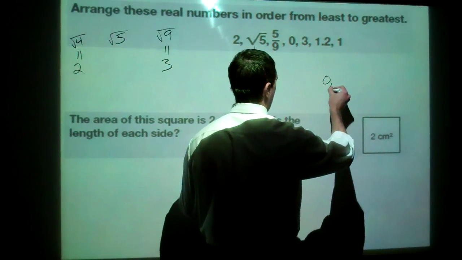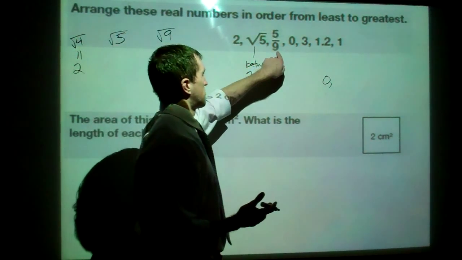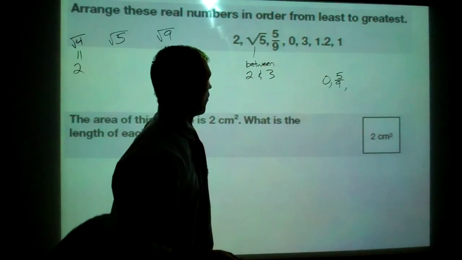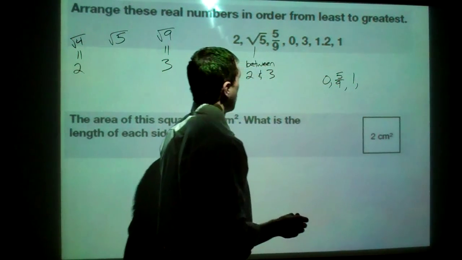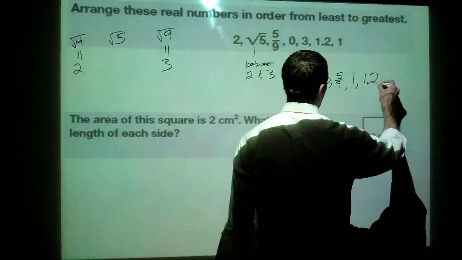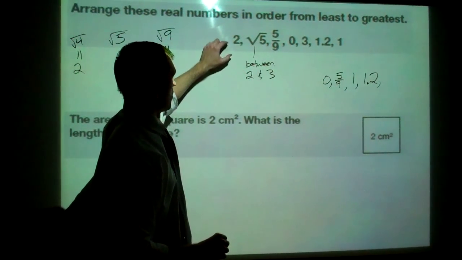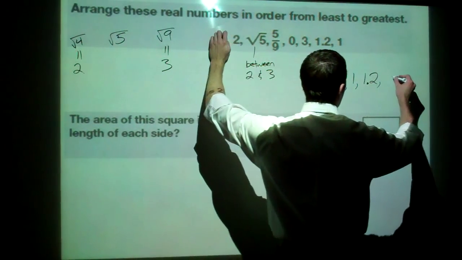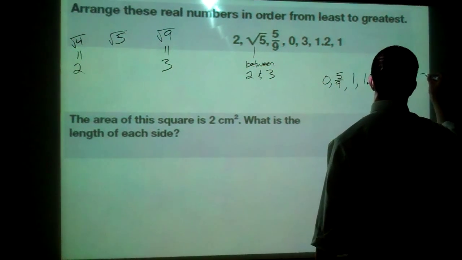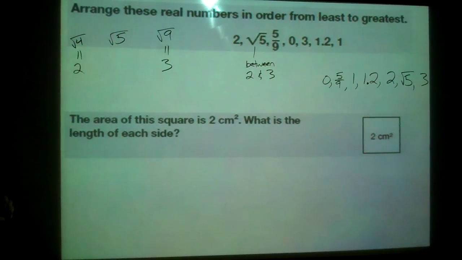0 will be our smallest because none of these are negative. Looks like our next one will be 5/9 because it's less than 1. So 5/9. And 1 would be our next number. 1.2, looks like that's next. And after that, this is between 2 and 3, so we want to list 2 first. Then square root of 5. And then 3. I think that covers all of them right there. So that would be the correct order there, okay?